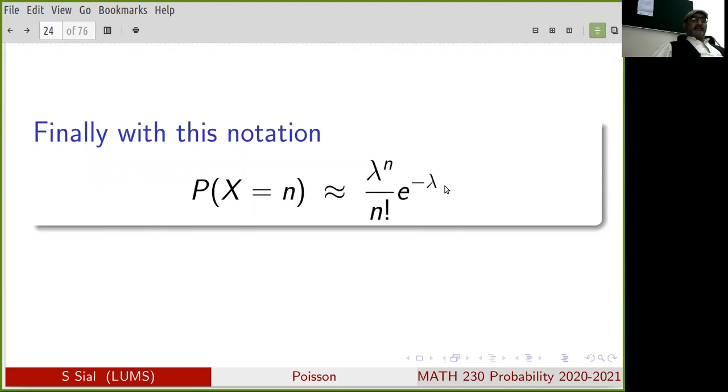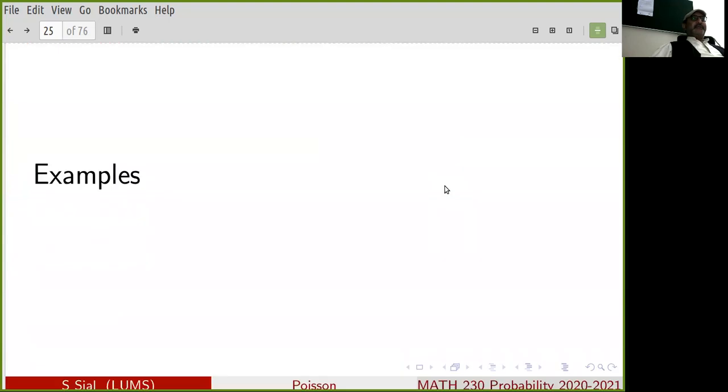So this is used for rare events, when you can approximate the binomial PMF by this PMF. Okay, so let's do some examples.